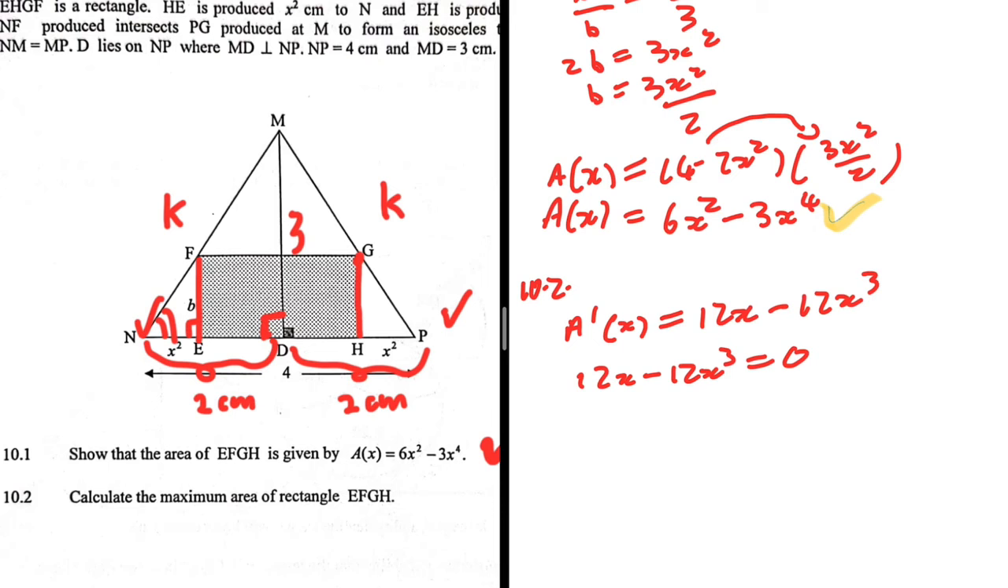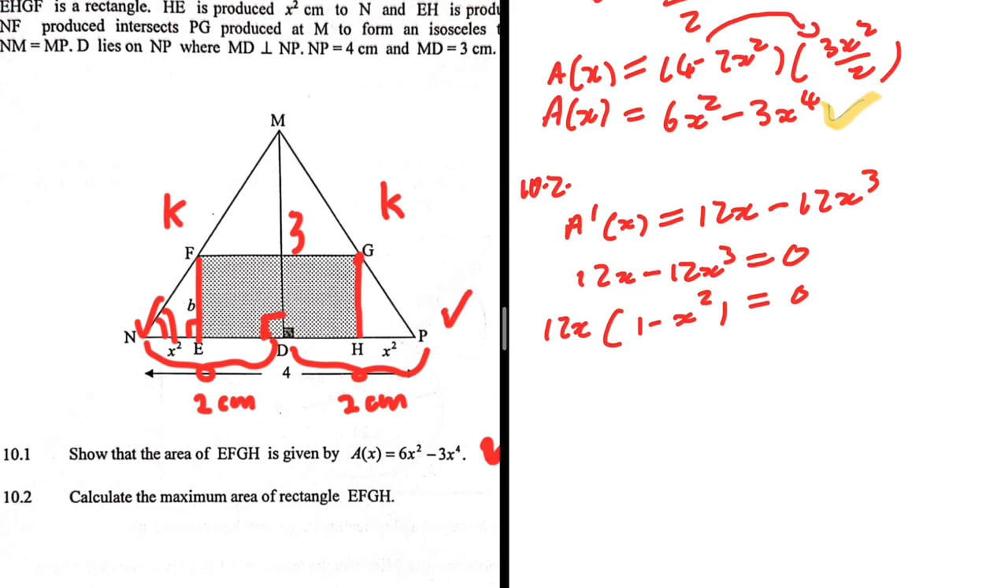Alright, so how do we solve this? We can take x as a common factor. That becomes pretty much clear. Yes, we can take x, or we can take 12x. Let's take 12x as a common factor. 12x, we're going to be left with 1 minus x to the power 2 being equal to 0.